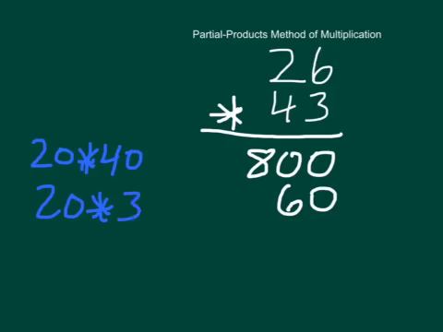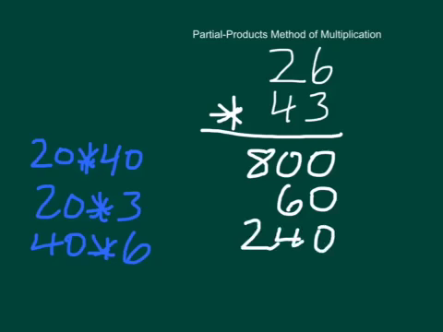Next, I'm going to move to my tens place with my bottom number. So I've already done 20 times 40 here, so I don't do that again. But what I do need to do is 40 times 6. Okay, so let me write that. 40 times 6. And 40 times 6, well, 4 times 6 is 24. But I have 40, so I need to multiply 24 times 10, and I get 240. And last but not least, I have to finish off with my ones place.